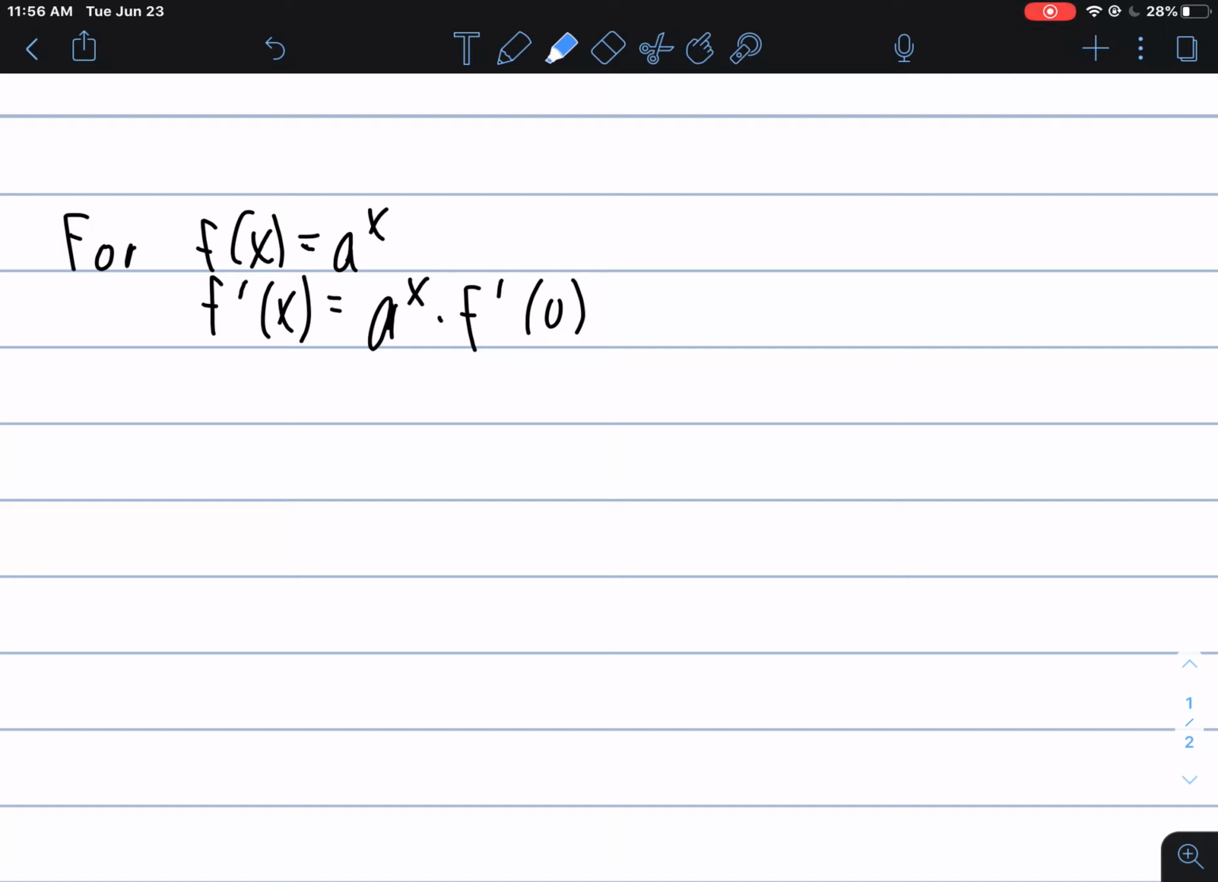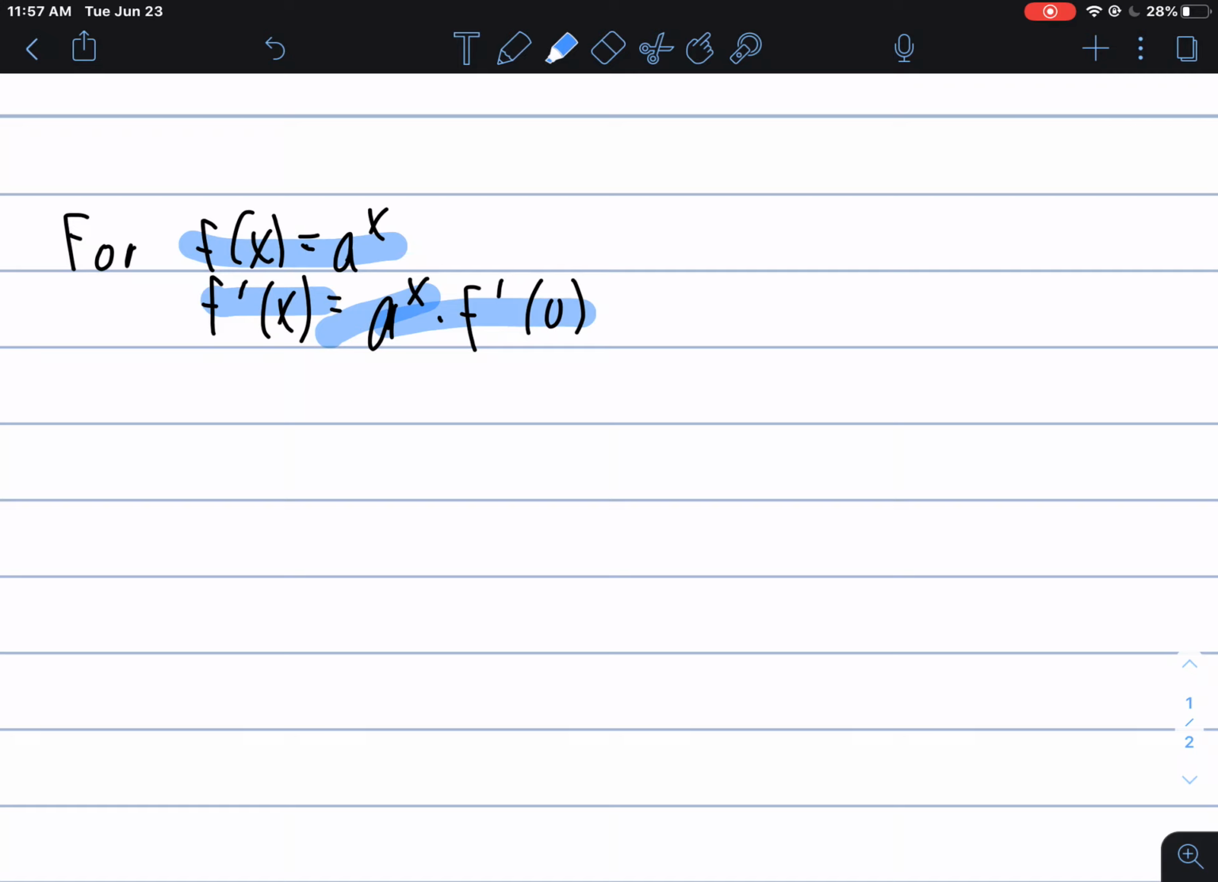I think it was actually back in section 3.1, where we said that if f of x equals a to the x is our basic exponential function, we found that the derivative f prime was the function times its derivative at 0. And we said, well, that's kind of a problem, because how can I differentiate the function if I don't know how to find the derivative? You can't use the word in the definition.